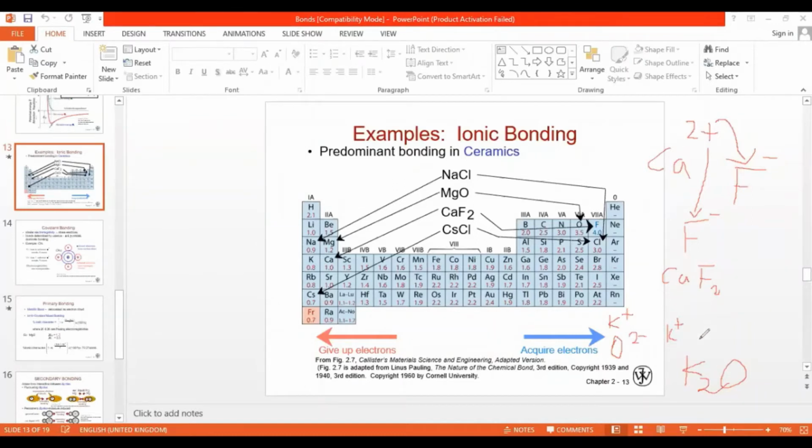Like that, K will also form K2O. K can supply only 1 electron, but O can gain 2 electrons. So now it is K2O, 2K for 1O. This K will supply 1 electron for this O, and this K will supply 1 electron for this O. So 2K is supplying electrons for this O. So that is K2O, 2K and 1O.